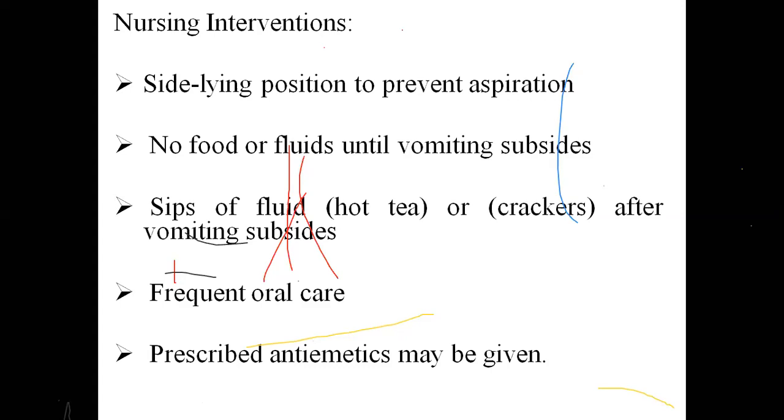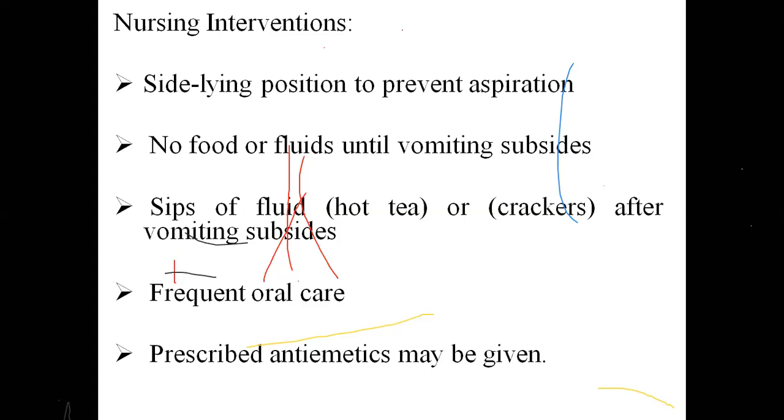Nursing intervention: side-lying position to prevent aspiration. That is important. No food or fluid until vomiting subsides. When the patient tells you they feel nauseated or they are vomiting, you don't give anything per oral. The patient is to be nil per oral until the sensation of vomiting subsides. Then sips of fluid, hot tea or crackers, dry food after vomiting subsides will be the first thing introduced to the patient.